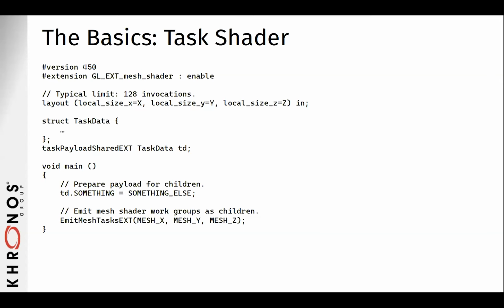The task shader will typically do the things that Timur mentioned, like prepare the payload if it uses one, do coarse culling, geometry amplification, LOD selection, all as explained before. And the final instruction is EmitMeshTasksEXT to launch a number of children mesh shader workgroups. The number is again specified in 3D, and you can vary that at runtime depending on the culling that you did or whatever.